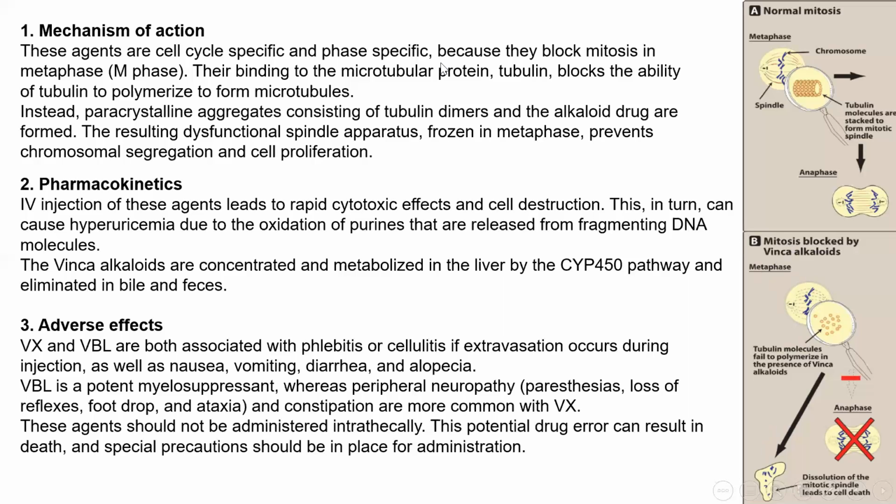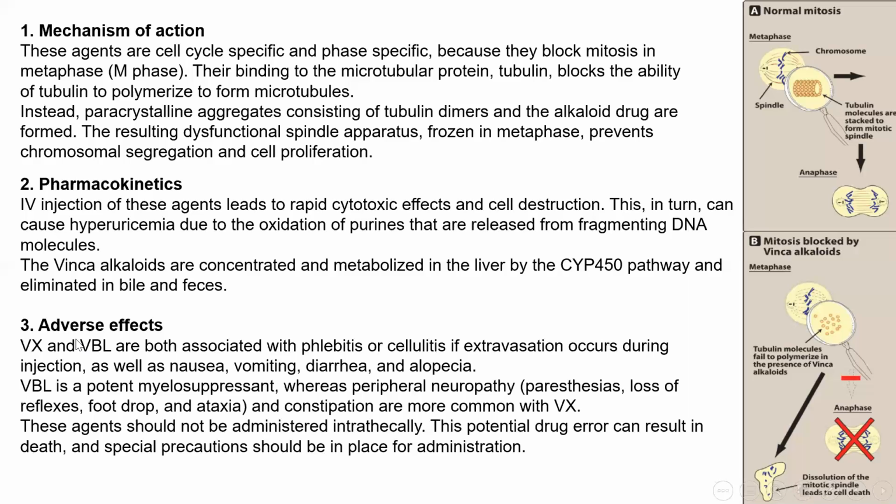Then in the pharmacokinetics, these agents can be given intravenously in order to provide a rapid cytotoxic effect. However, with this way of administration, these drugs could cause hyperuricemia due to oxidation of purines that are released from DNA fragmentation. The vinca alkaloids are metabolized in the liver and eliminated in bile and feces, and maybe there is a need for monitoring in patients with liver failure or liver diseases.